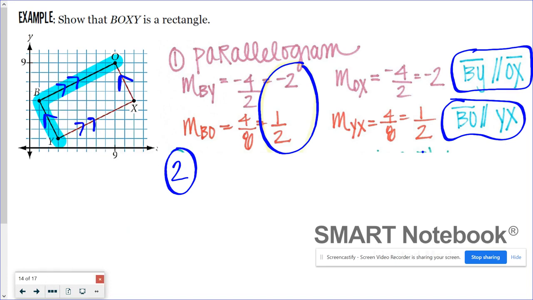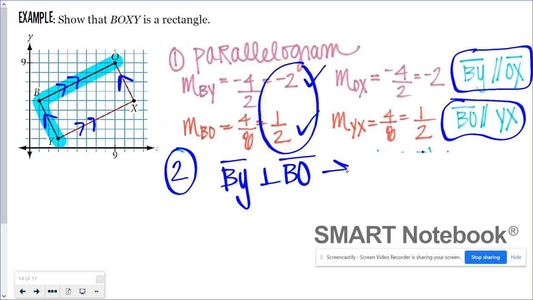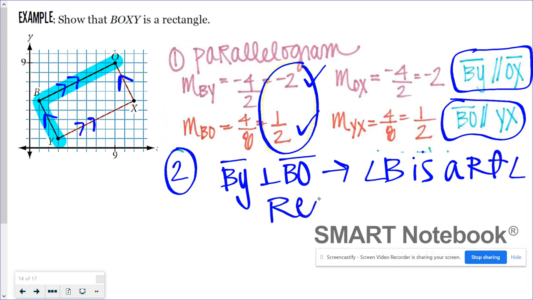Well, in order for them to be perpendicular, I need slopes that are opposite reciprocals. And -2 and +1/2 are opposite reciprocals. So I know that BY is perpendicular to BO, which means that angle B is a right angle and makes this quadrilateral a parallelogram. Well, and more specifically, a rectangle.